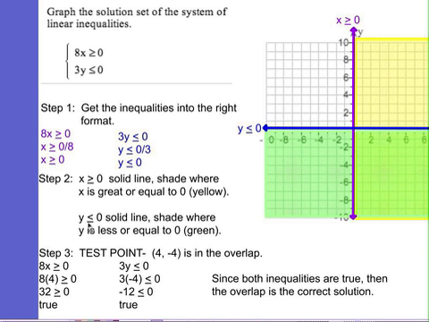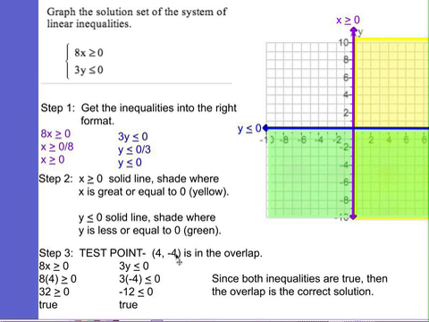For y is less than or equal to 0, again, all the numbers less than 0 for y are below: -2, -4, -6, -8. So we're going to shade below the line. Our test point, well, I picked 4, -4. You could have picked 2, -2, 3, -8, whatever numbers you wanted, as long as this point is in the double shaded region.